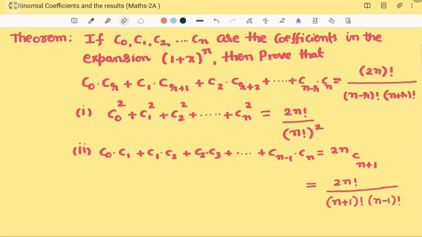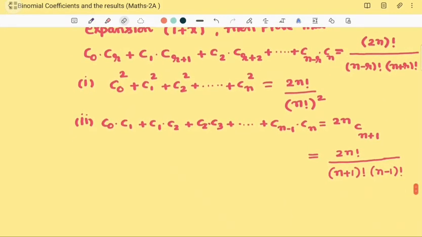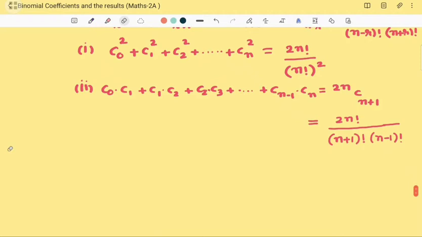So how to prove this? The given expansion is (1 plus x) whole power n only, no? So take that expansion. Consider (1 plus x) whole power n expansion.